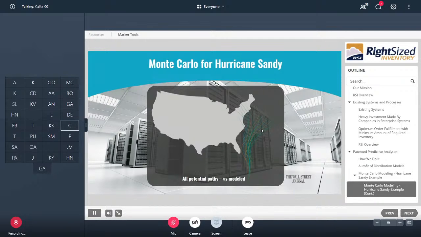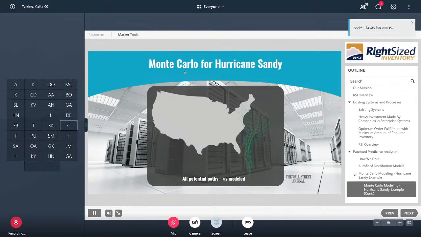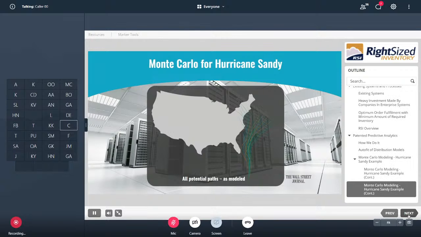And you can see that some of the simulations have Sandy going up here to the North Atlantic. Some appear to be hitting what could be the DC area. But the point is there's all these potential paths that converge on the result that is most probable. So Hurricane Sandy would ultimately hit in the New York, New Jersey area. And the article just kind of goes on to highlight how predictive analytics and Monte Carlo was just such a great scientific tool for meteorologists to be able to predict a storm's path.